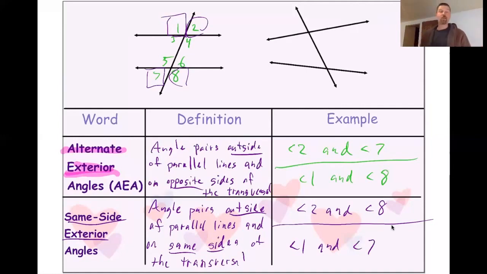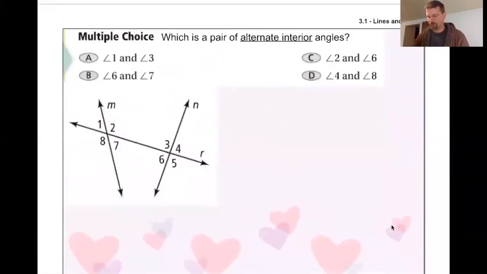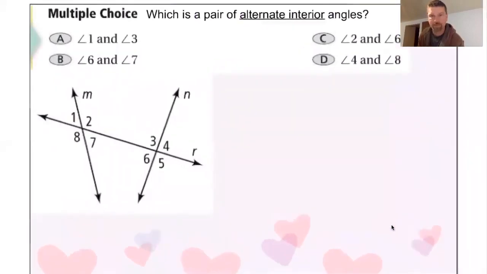All right, let's try a few quick examples of this, and then we're going to be done with this video. Multiple choice. Which is a pair of alternate interior angles? Again, alternate means alternate sides of the transversal. Interior means inside of the two lines. Give it a shot. I'm going to pause here for one moment.